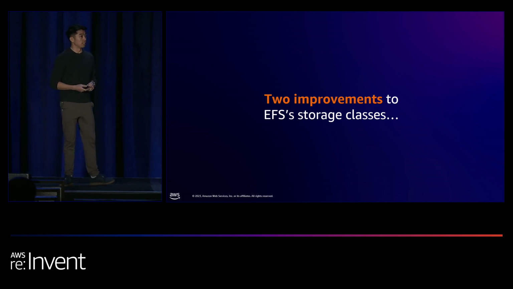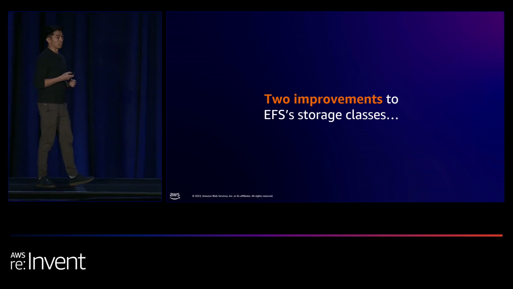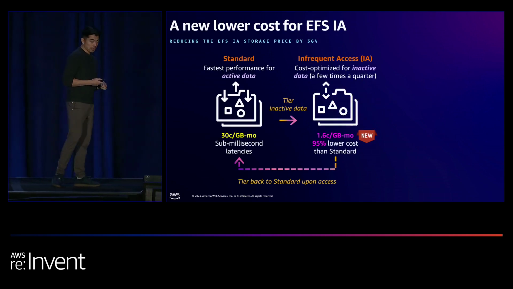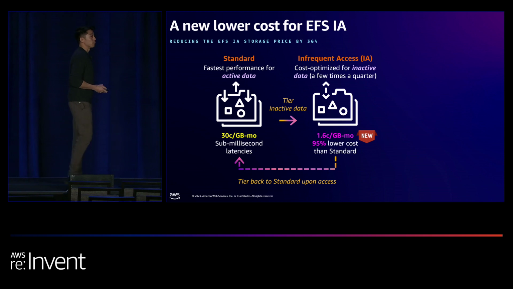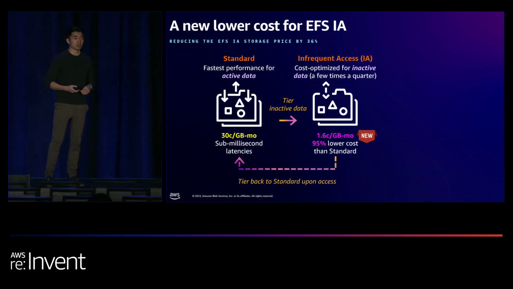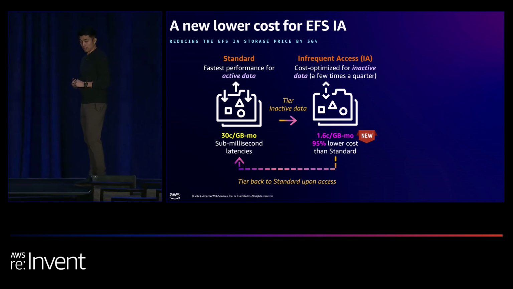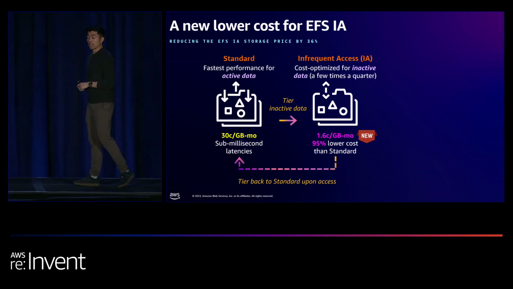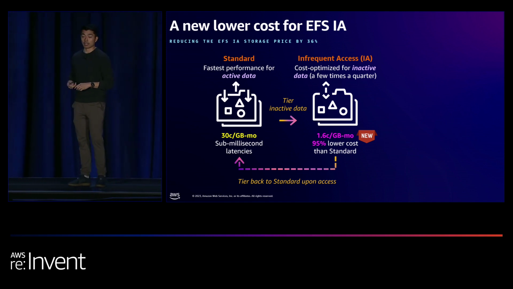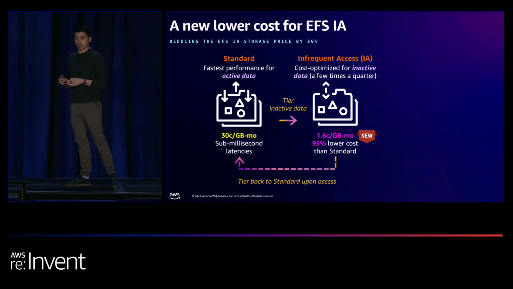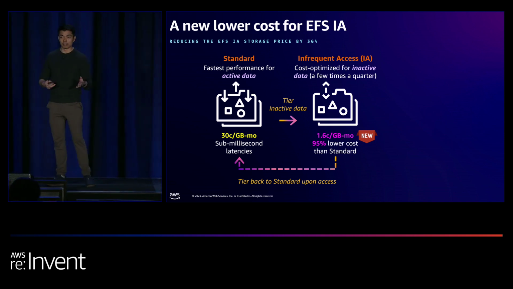But at re:Invent this year, and just yesterday, we launched two separate improvements to EFS's storage classes. So first, we launched a new lower cost for the existing EFS Infrequent Access storage class. So we lowered the cost by 36% from 2.5 cents per gigabyte month down to 1.6 cents per gigabyte month, which means that EFS Infrequent Access is now 95% lower cost than EFS Standard, making EFS an even more cost-effective solution for storing your active and inactive data.